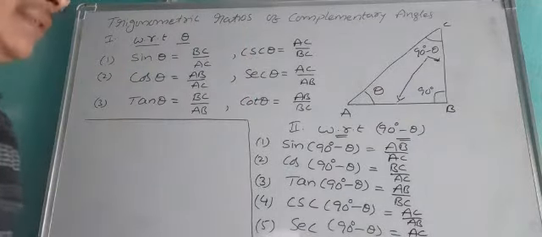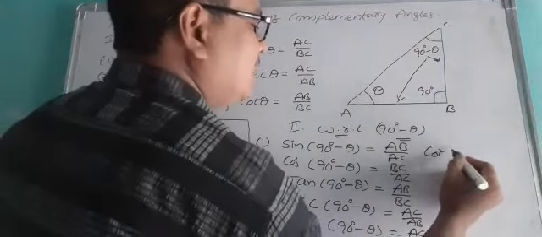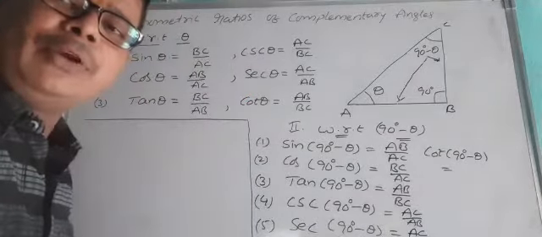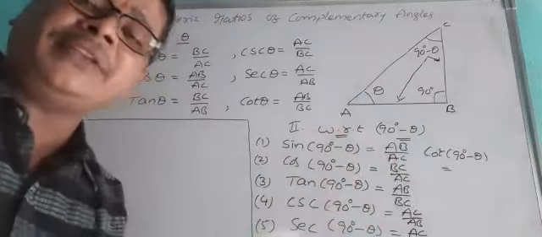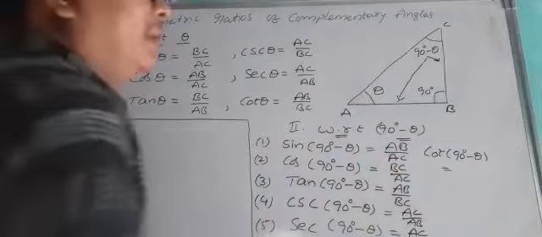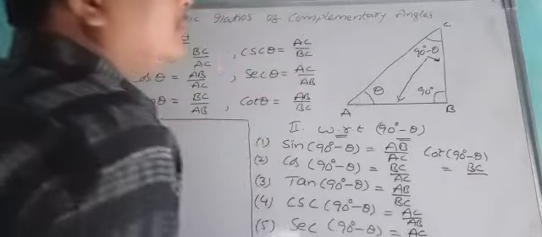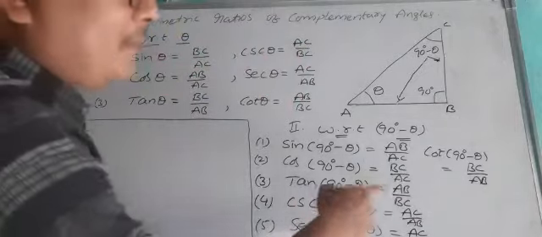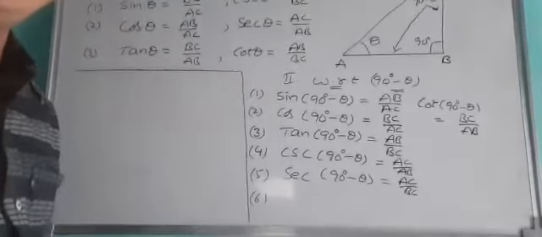AC by BC. And last and final, cot 90 minus theta. Cot 90 minus theta equals what? That is the reciprocal of tan. Tan means opposite side by adjacent side, and cot means adjacent side by opposite side. Here the adjacent side is BC and the opposite side is AB. So tan means AB by BC, and its reciprocal is BC by AB. So these are all the trigonometric ratios.